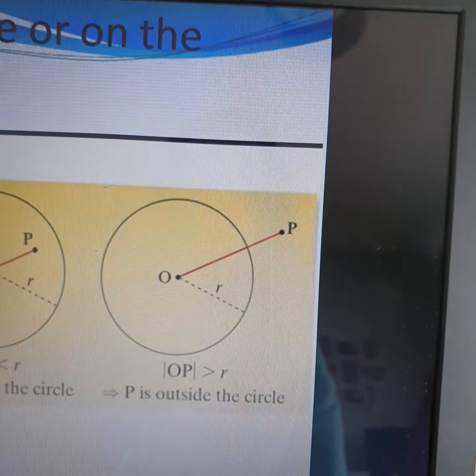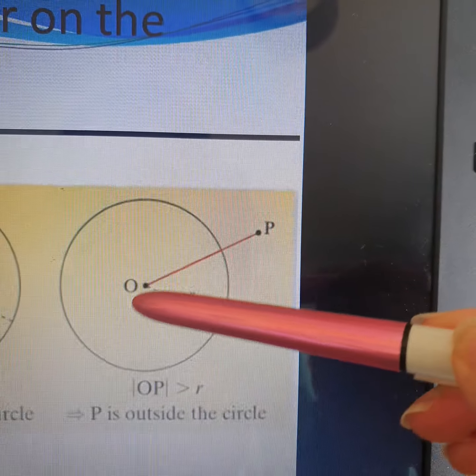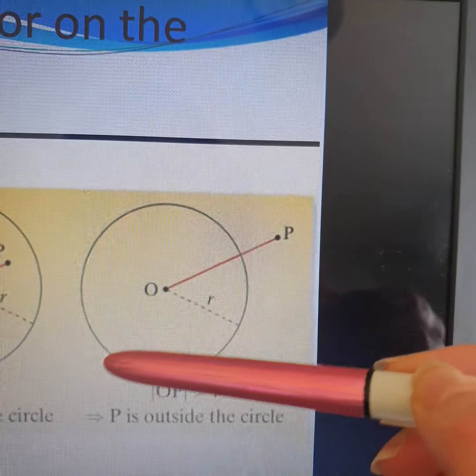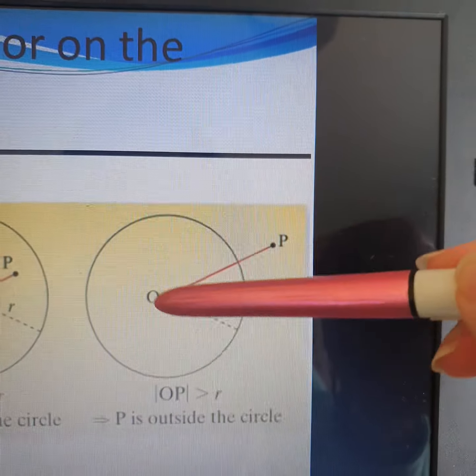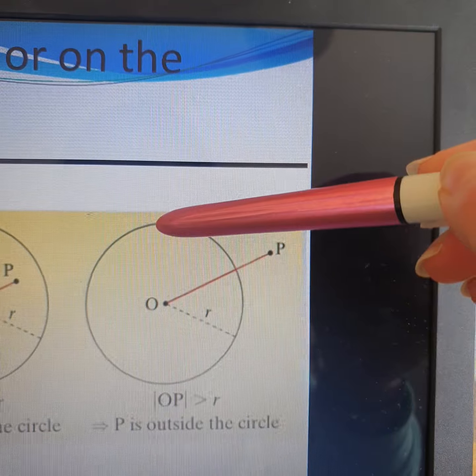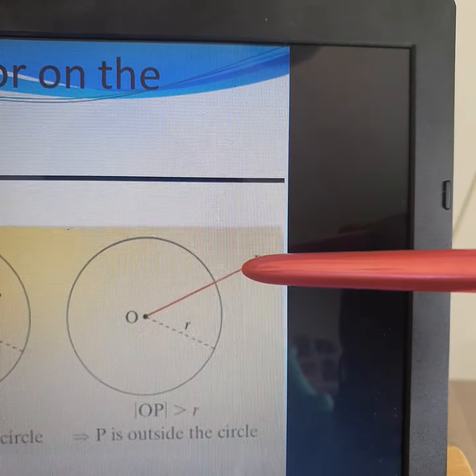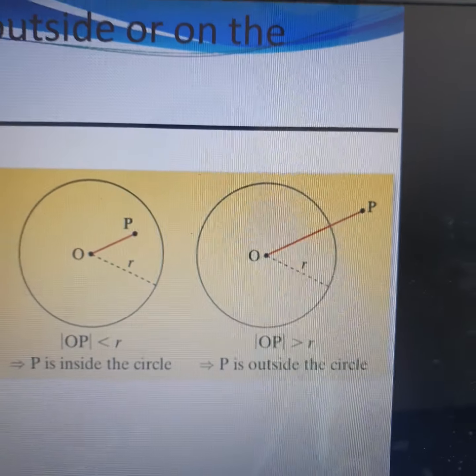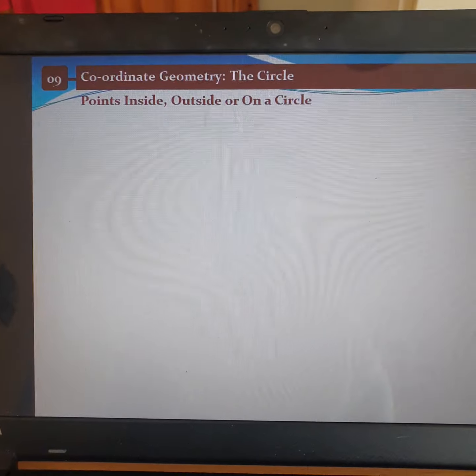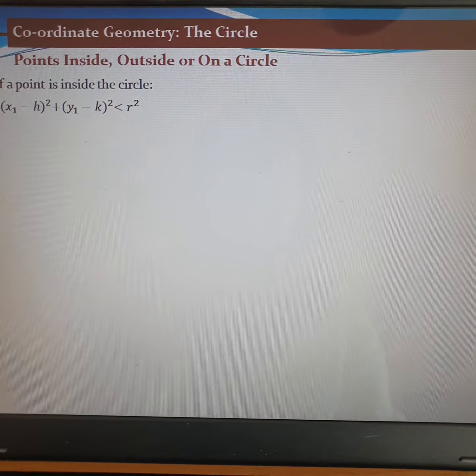The next one then, we have a circle with centre O, and we know the radius length is any distance from the centre of the circle to the edge. But if the length from O to P was greater than the radius, then we can say that P is outside the circle, okay? So as I said here, just to summarize, points inside, outside, or on the circle, right?